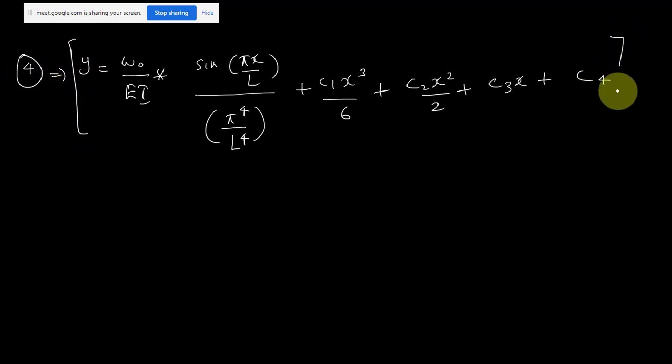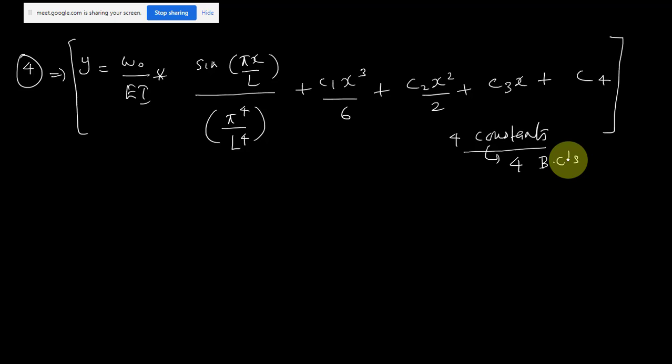By using this equation, I can find the deflection at any point in this beam. The only thing is, I don't know the values of c1, c2, c3 and c4, so I have to solve for the constants. To solve for the constants, we need 4 boundary conditions. If we have only 2 constants of integration, c1 and c2, then we use 2 boundary conditions. But here we have 4 constants of integration, c1, c2, c3 and c4, so we have to use 4 boundary conditions.